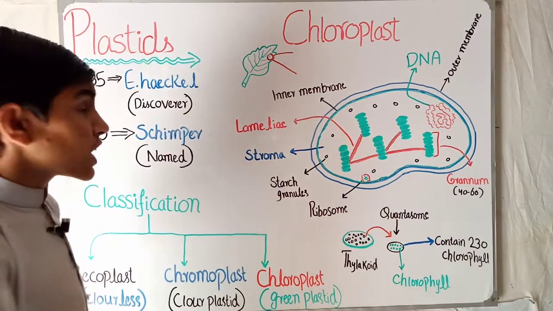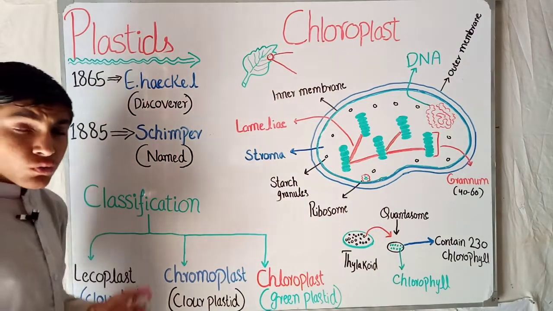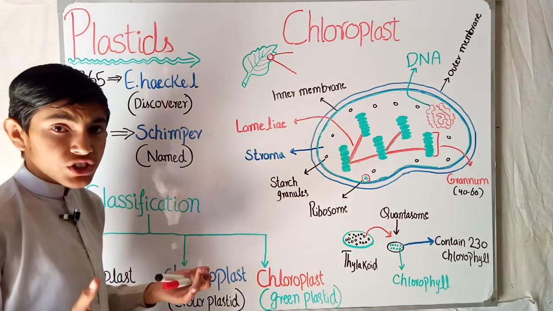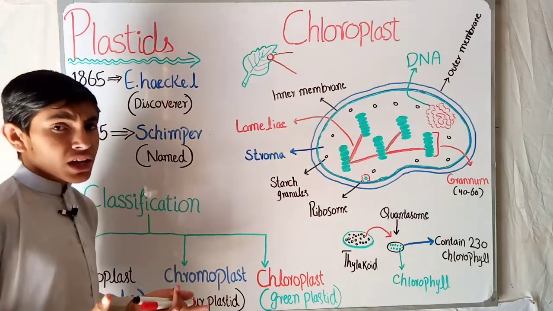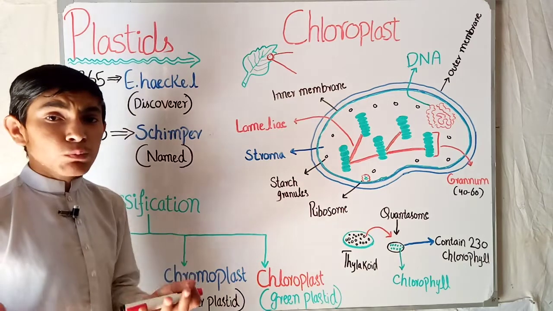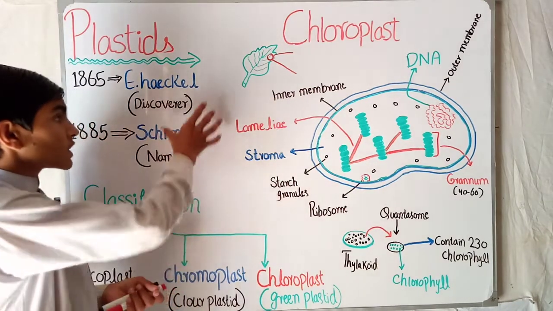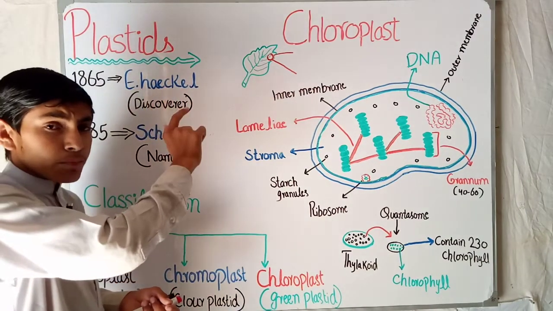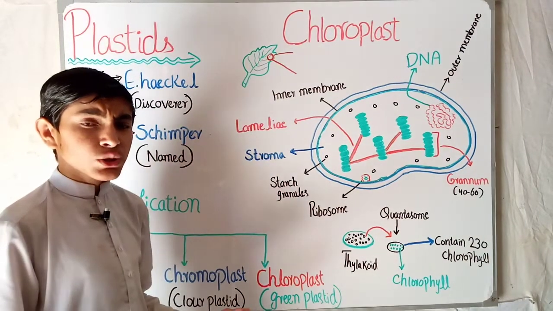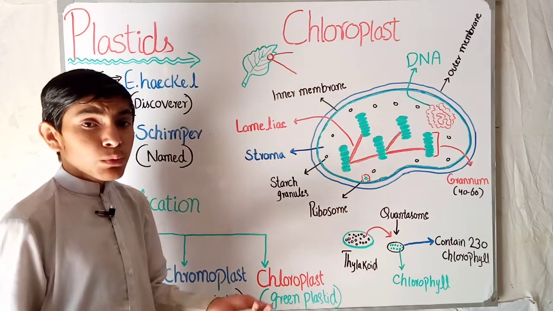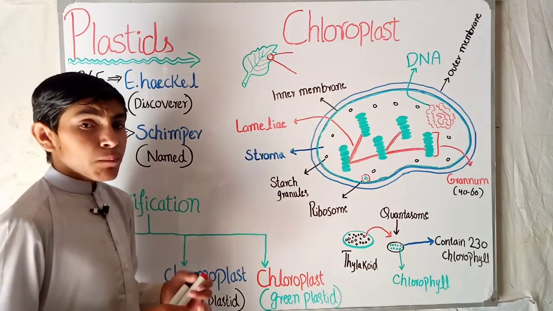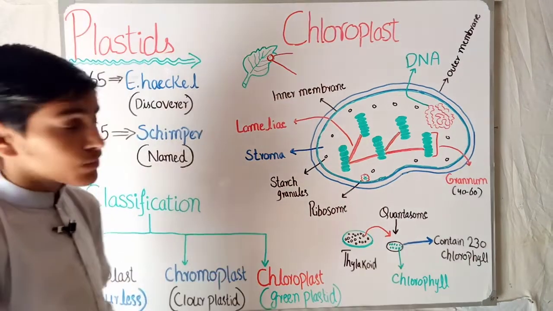If we talk about its history, firstly in 1865 E.M. Haeckel first discovered the plastid, but he did not give the name plastid. He only discovered that the plant contained some colorful pigment. He said that these pigments are involved in a lot of metabolic activities, like storing food, synthesizing food, and carrying food, but he did not give them the name plastid.